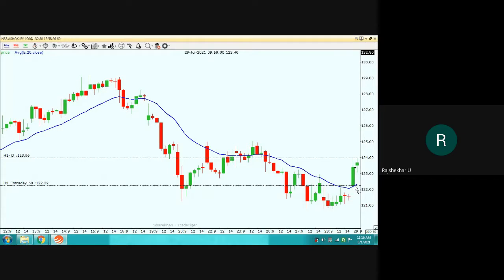Okay, so hourly moving average line. Remember one thing, as we change the time frame, the candlesticks will change. Daily candlestick is different. Daily candlestick closing price will be different. Hourly candlestick closing price will be different. So the moving average for the daily candlestick will be different.